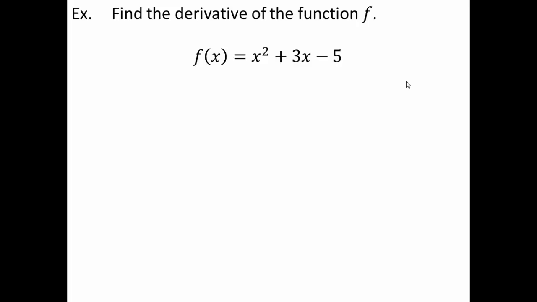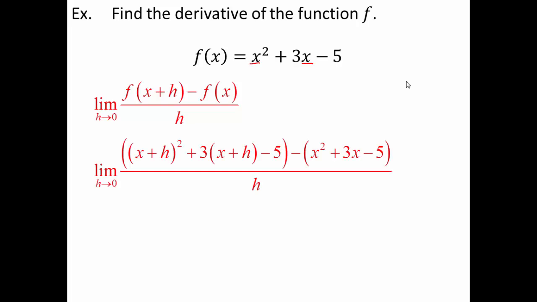So we'll go through the exact same process again. Find the derivative means set up your difference quotient. Anywhere I see x, I'm going to replace it with x plus h for the f of x plus h, minus f of x, which is going to be the exact original function restated. So instead of x squared, it's x plus h squared, plus 3x becomes plus 3 times x plus h, minus 5. For my f of x plus h, minus f of x would just be x squared plus 3x minus 5.